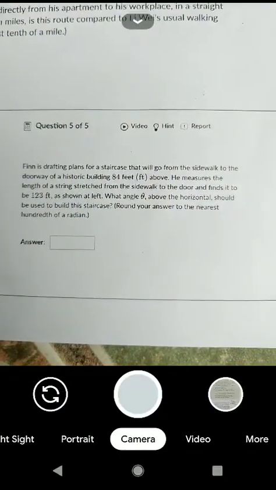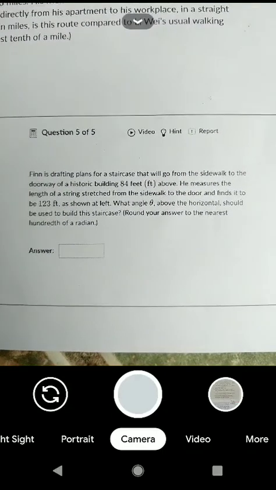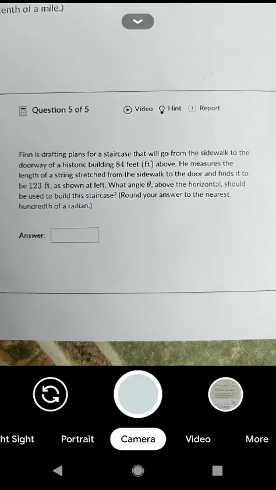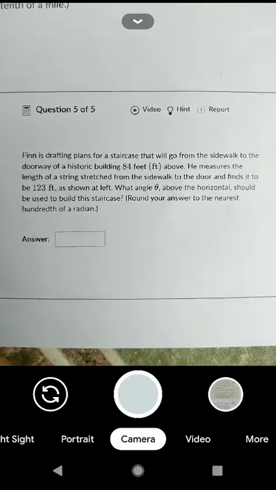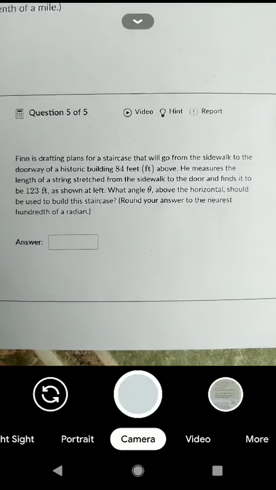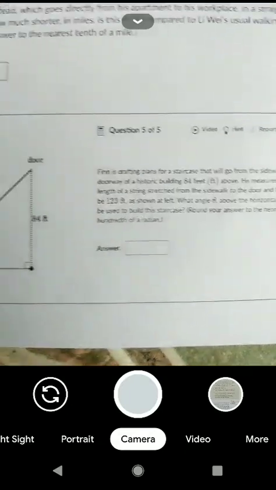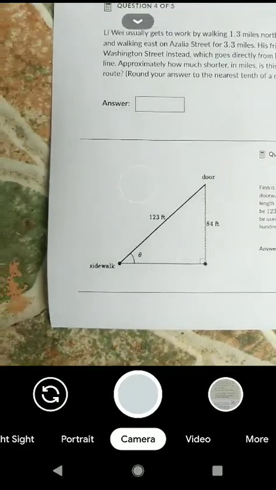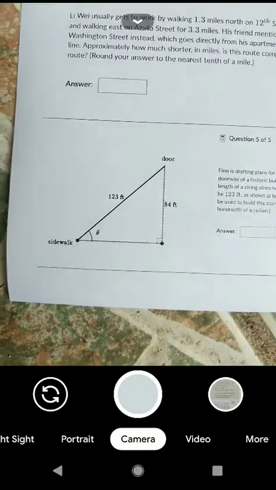All right, question 5. Finn is drafting plans for a staircase that will go from the sidewalk to the doorway of a historic building, 84 feet above. He measures the length of a string stretched from the sidewalk to the door and finds it to be 123 feet, as shown at left. So there's the triangle in this situation.